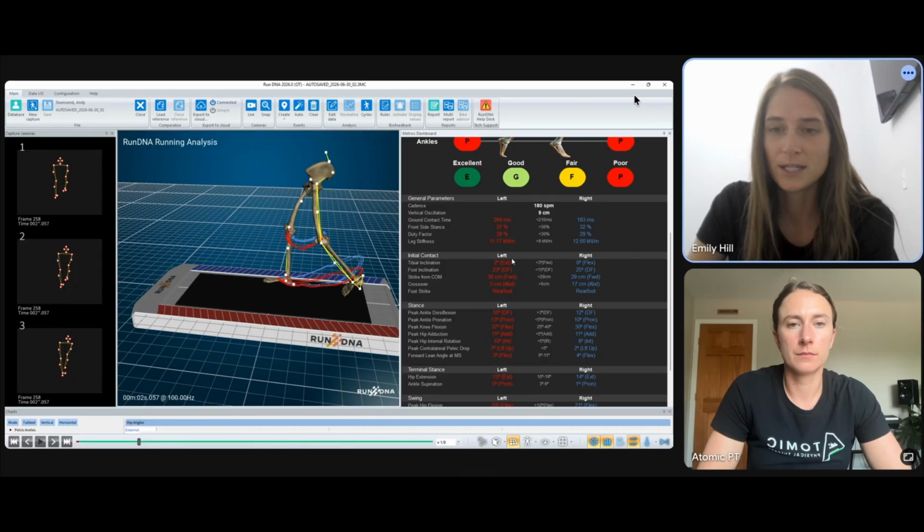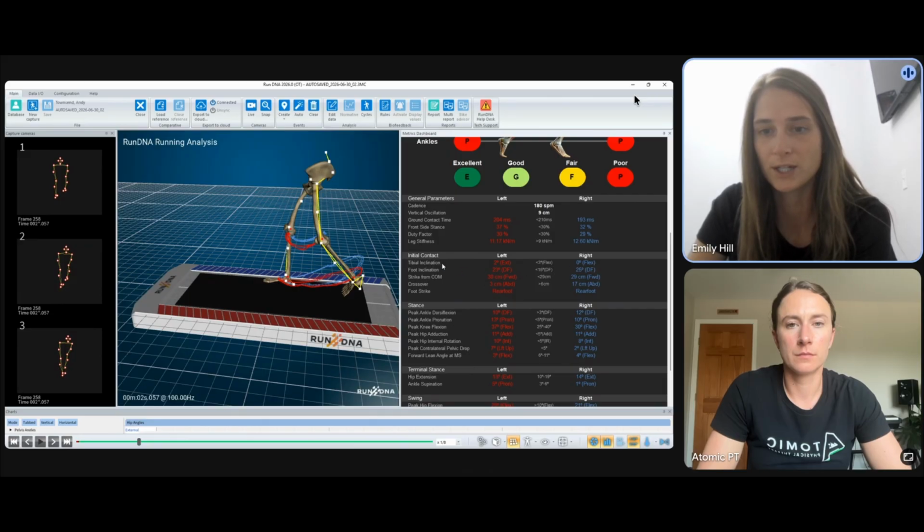this number. On his left leg, he's at 2 degrees. And then on the right, he's at 0 degrees. So both of those look pretty good. So we're not too concerned about Andy's tibial inclination.